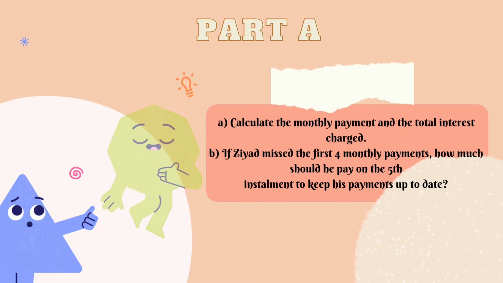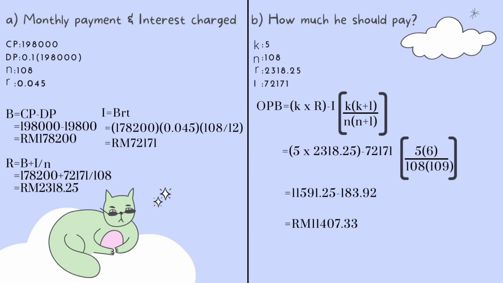As it was given in the question, the cash payment is 198,000 ringgits. The down payment is 0.1 times 198,000 ringgits, the number of payments is 108, and the interest rate charged is 0.045. First, we have to find the original balance. In order to find it, we use the formula B equals cash payment minus down payment. The equation would be 198,000 minus 19,800 equals 178,200 ringgits.